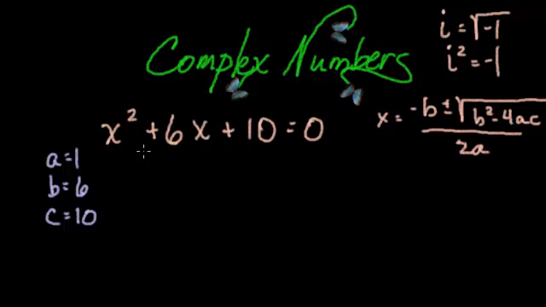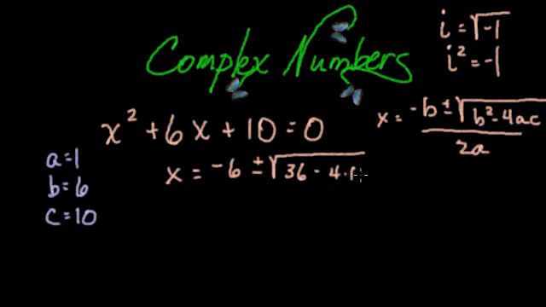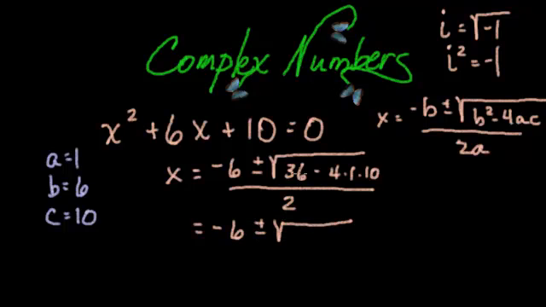So I'm plugging that in to my quadratic formula, and I will get x equals minus b. So that would be negative 6 plus or minus the square root of. I need to take b and square it, so that would be a 36, minus 4 times a, and that would be a 1, times c, and that's a 10, all over 2 times a. So that's 2 times 1, that's just a 2. This would then equal negative 6 plus or minus the square root of this 36 minus 40, so that's a negative 4, all over 2.